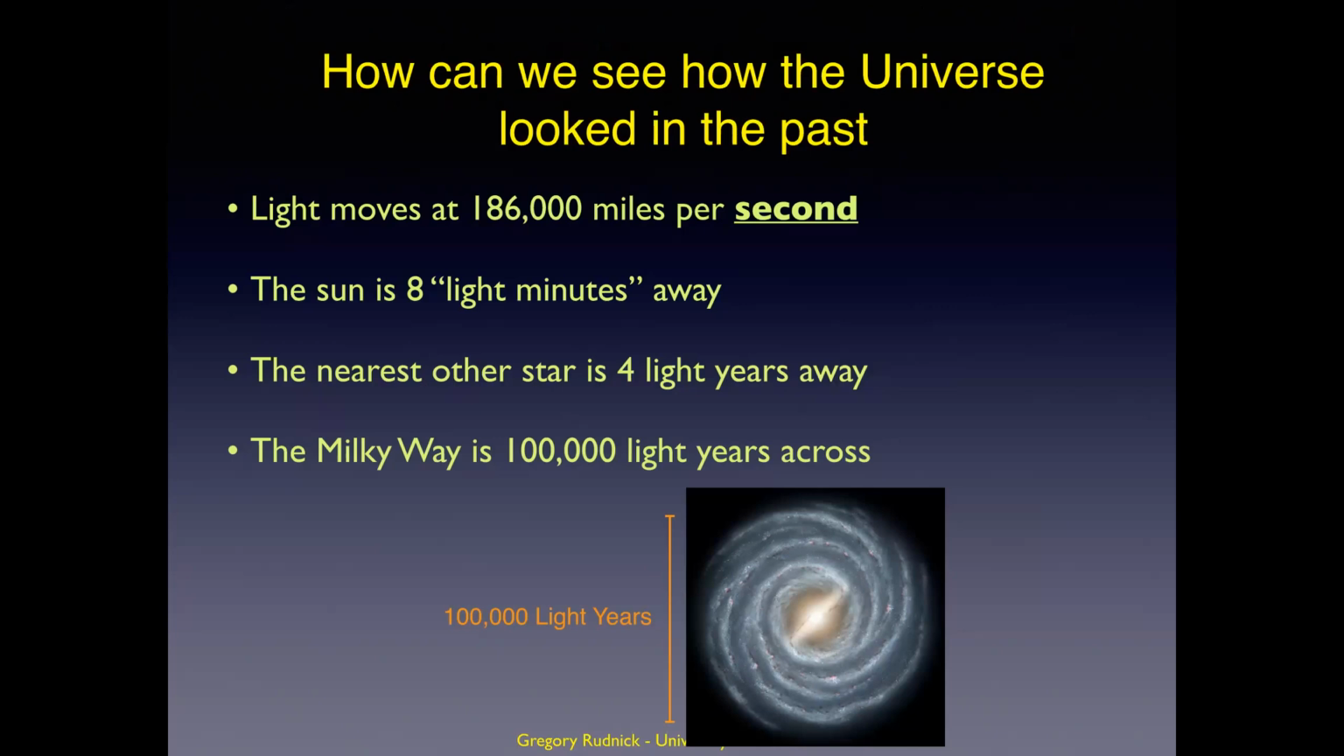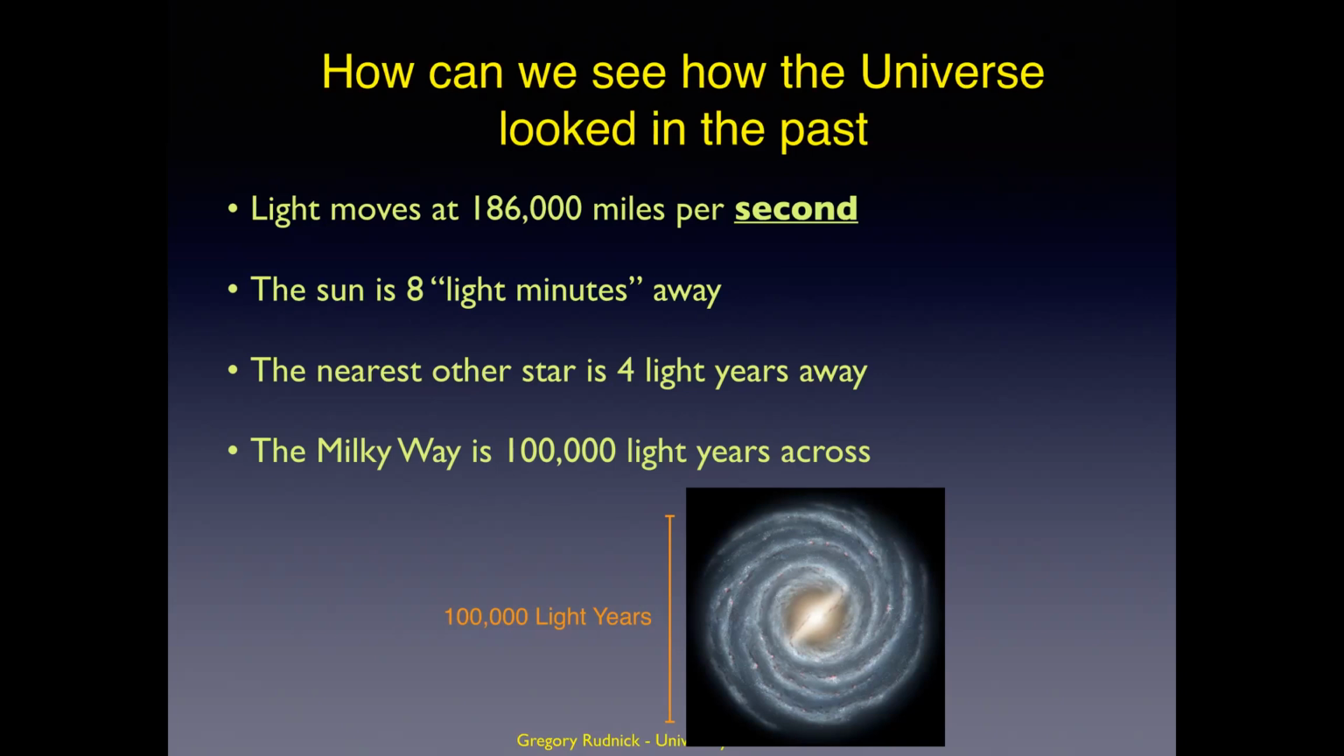The sun is far enough away, 93 million miles away, that it takes 8 minutes for light to get from the sun to us. If the sun were to change, which it doesn't, it's actually very constant, but let's imagine a solar flare were to go out from the sun. We wouldn't see that solar flare for 8 minutes.